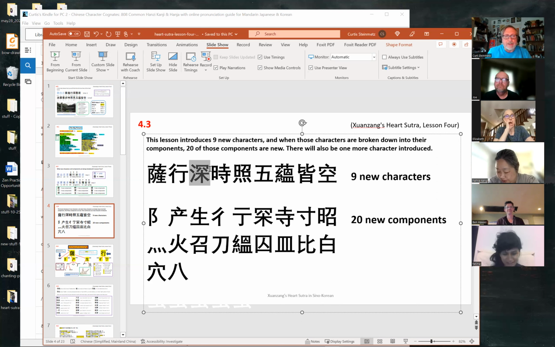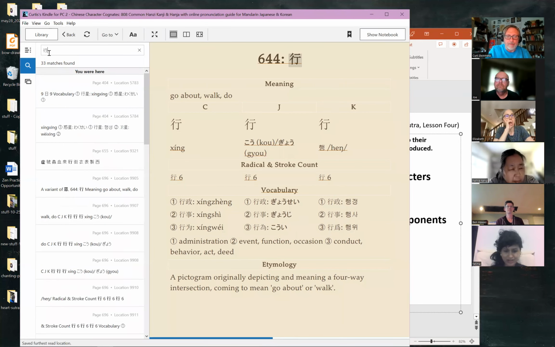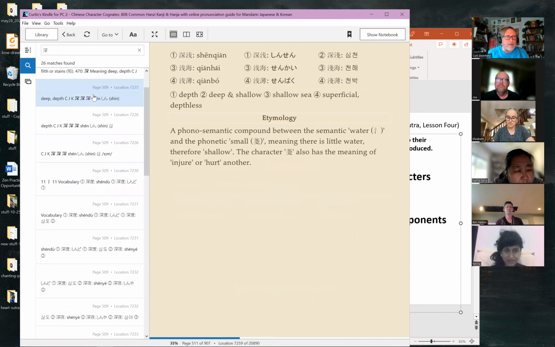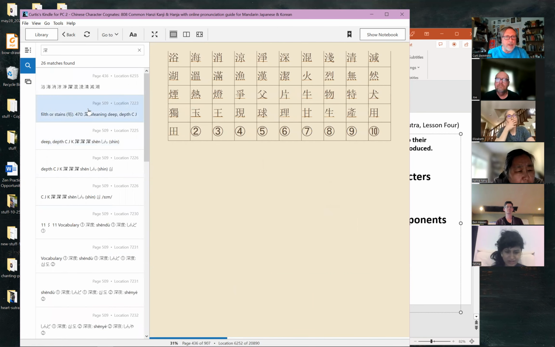But let's see if it's in the Cognate Dictionary. I'm going to copy and paste it in here. Oh, yeah, and this makes sense. Like I said, the character means deep or deeply. Interestingly, it's a combination of the radical, or the component, for water and the character for far. So something that's far away in the water is deep. And let's see if we can find, I don't really know of a good way other than, oh, here it is.